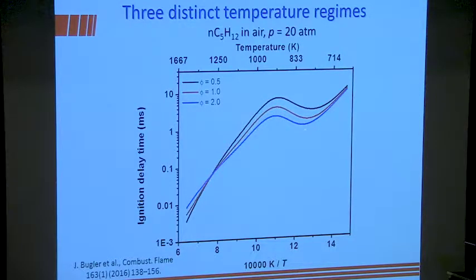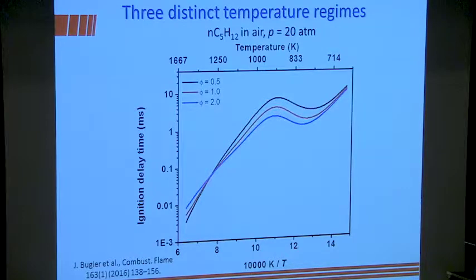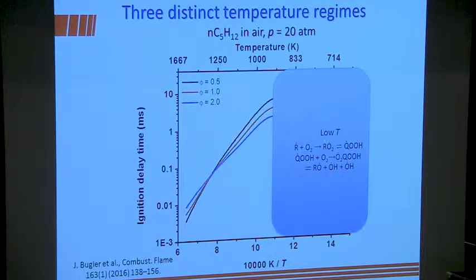this graph, okay? And again, we have n-butane oxidation in air at 20 atmospheres. This is lean, stoichiometric, rich. And we have 3 different regimes. So at low temperature, the reactivity increases to this point because we form an alkyl radical, it adds to molecular oxygen, we get alkyl peroxy radical, isomerizes to hydroperoxy alkyl, and goes on to chain branching. We get a carbonyl alkoxy radical and 2 OH radicals, chain branching.